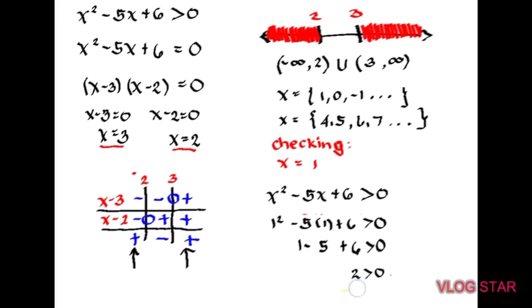Now we have positive 2 as the answer for this, and then we copy greater than 0. Let's check. Is 2 greater than 0? Is the number 2 greater than 0? Yes, of course. 2 is greater than 0. So we can say here that this is true or this is correct.